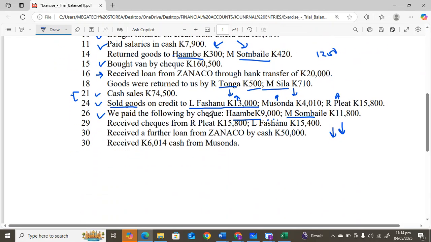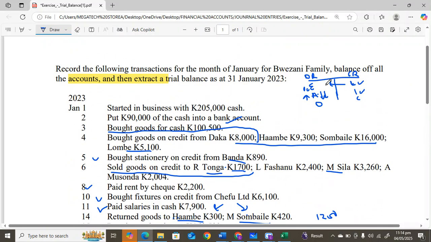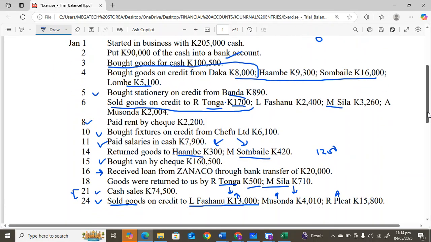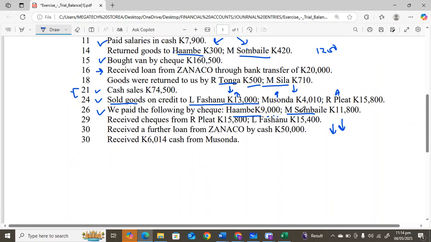All right. Then since we're also paying them, to reduce this liability we had to pay them, so our bank account is reducing. Reduction in an asset, you credit. So you debit Hambe and Msombaile, reduction in liabilities, then you credit cash. Okay, reduction in an asset.